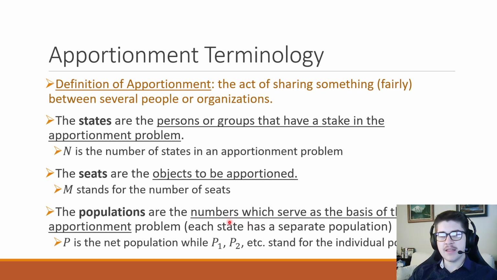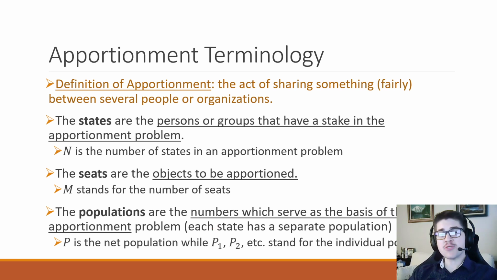And the populations are basically the numbers which serve as the basis of the apportionment problem. So in the Electoral College example, the populations would be the populations of each individual state. How many people are in California would be the population of California. How many people are in Wyoming, and those are the basis for how those numbers are given out. And that was one of the issues with the Electoral College: it's kind of apportioned and it's kind of not. And there are reasons why it's not apportioned directly via the methods of apportionment that we're going to learn in this chapter.